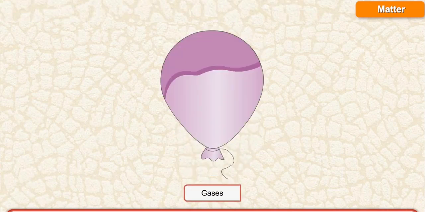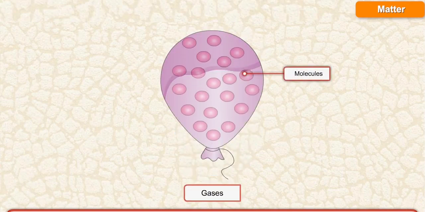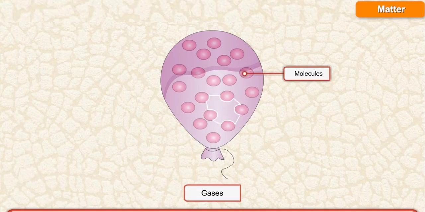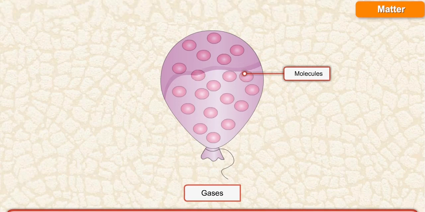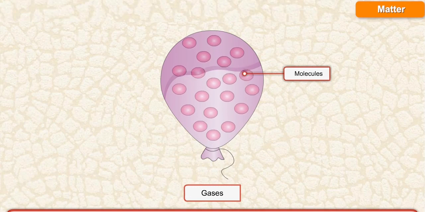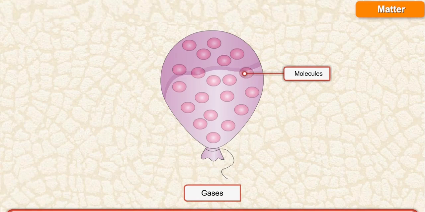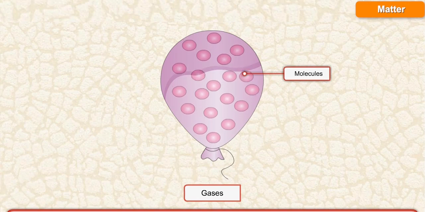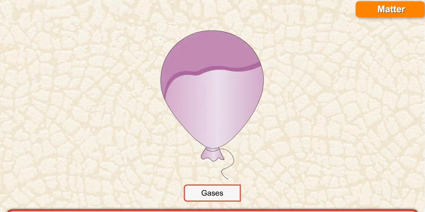In gases, the molecules are far apart with large intermolecular spaces between them. They can move freely in all directions. So, gases can flow easily and take up all the available space. Gases do not have definite shape and volume.